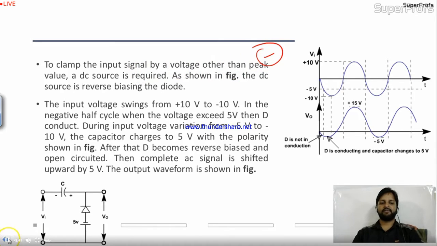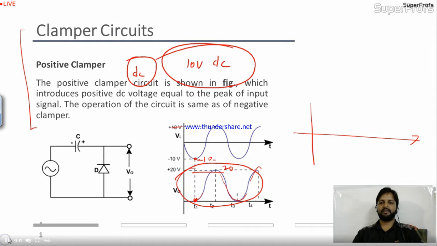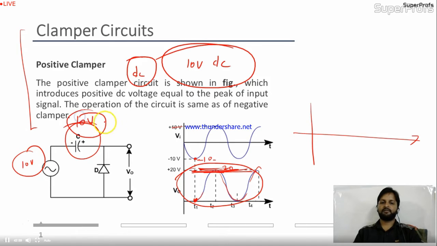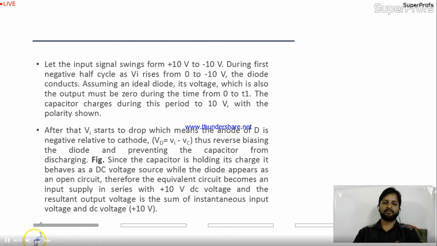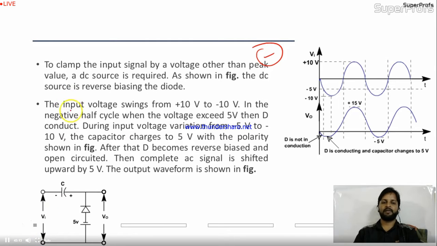See, in the last circuit, what we did, this procedure is called clamping. We clamped the circuit by the max value. What was the max value of this? 10 volt. The capacitor was charged up to 10 volt. 10 volt is nothing but the peak voltage of the input waveform. So we charged the capacitor up to the peak value of the input, but if we don't want to charge it up to the peak value, what will happen?